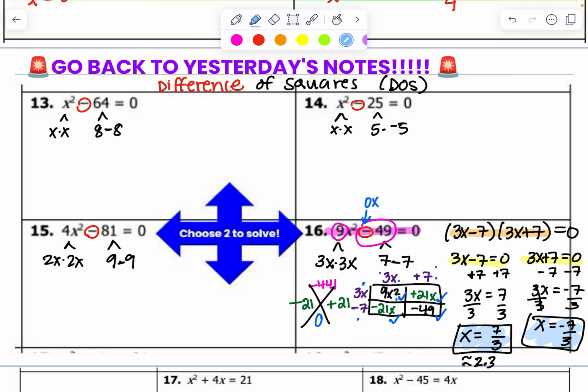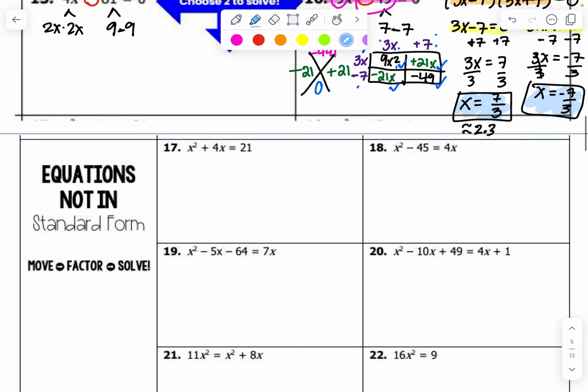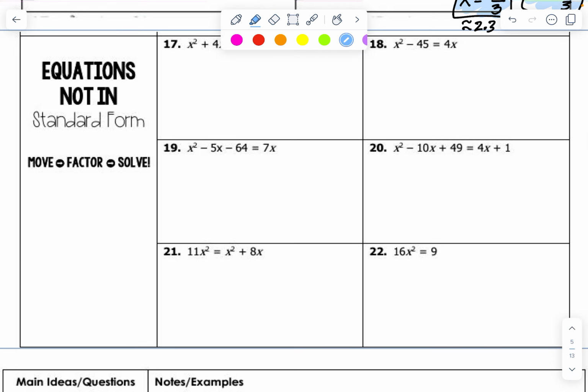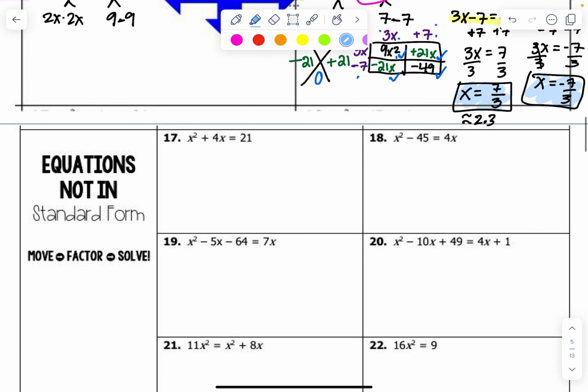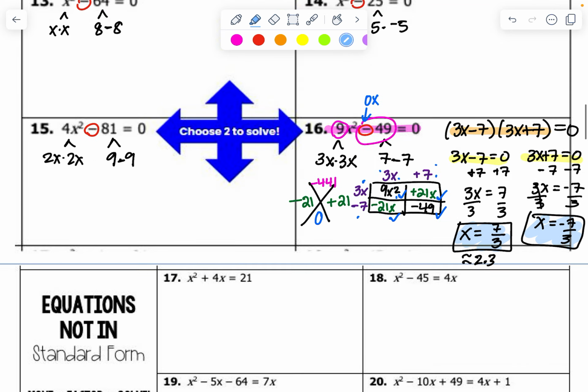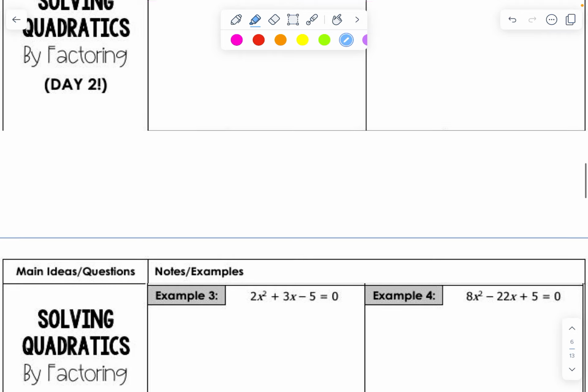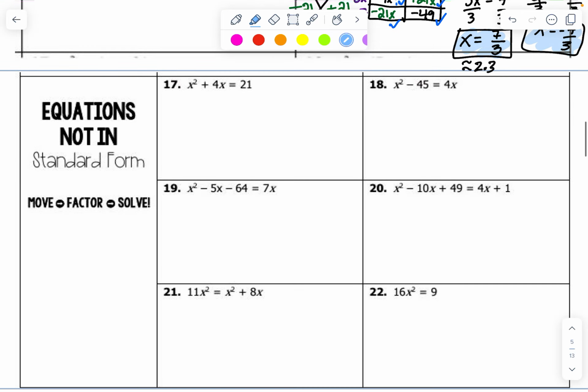All right, so what we're gonna do is move into our actual notes for today. Pause this video, choose two numbers to solve, but we're gonna go back to today's notes. So get out of yesterday's notes, go back to today's notes. I'm so sorry about that. I really should have thought closer about this. But we're just gonna get into solving some equations that are not in standard form to start with.